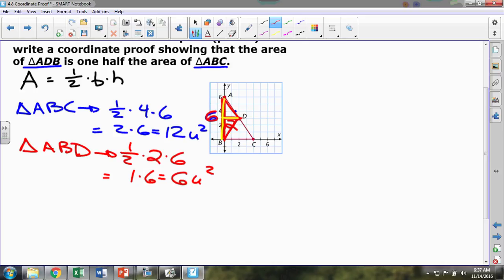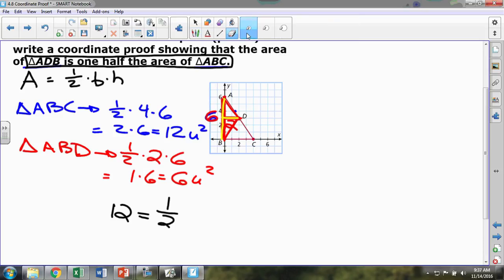Finally, to finish off our coordinate proof, the area of triangle ADB, that was 12, we figured it out there in the blue, equals half the area, I'm sorry, I had that backwards. Triangle ABD was in the red, not the blue. ABD was 6. And then ABC, that was the bigger one, that was 12. Here we go. Since that's true, here's our proof. We're finished.